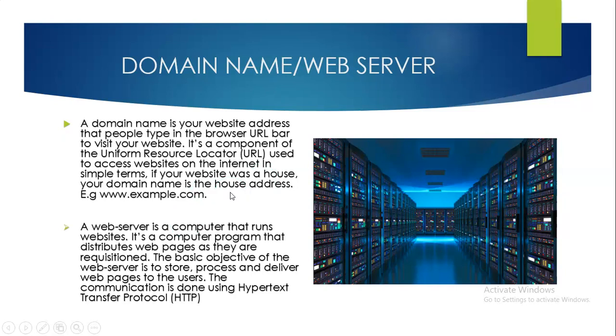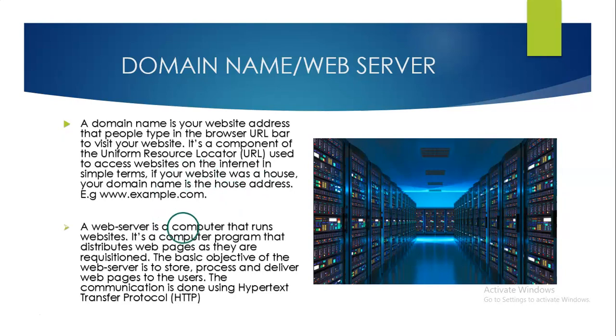For example, if your house is in a particular location, the house must have a number and an address. So if anybody wants to visit your house, you give them the address of your house. The same thing with your website on the internet. Anybody that wants to visit your website must have your domain name or your website address. So the domain name is also part of the Uniform Resource Locator. You will see what Uniform Resource Locator is even in this video as I move on.